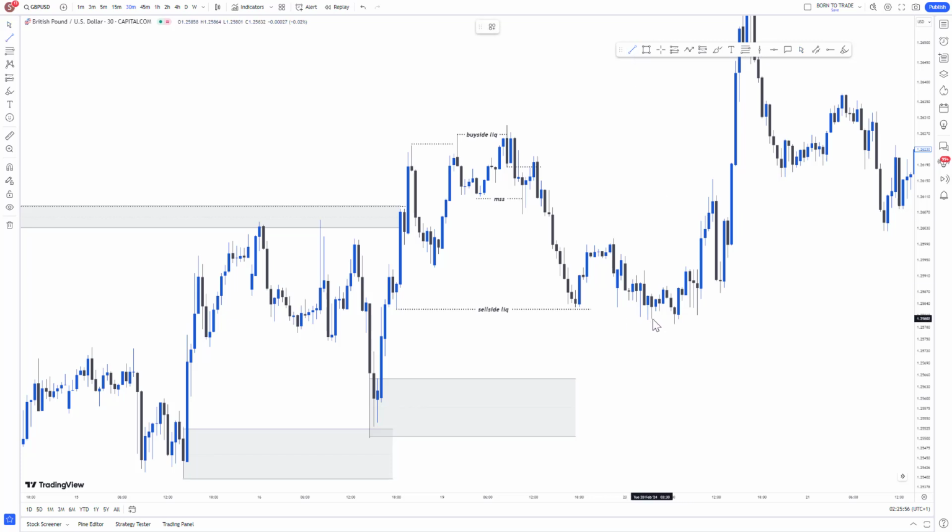If you consider pullbacks with wicks right here, this is a liquidity sweep right here, price sweeps this low right here, it pushes to the upside. Then if you consider this high as a valid high that swept this low, this is where you're going to consider as your market structure shift.